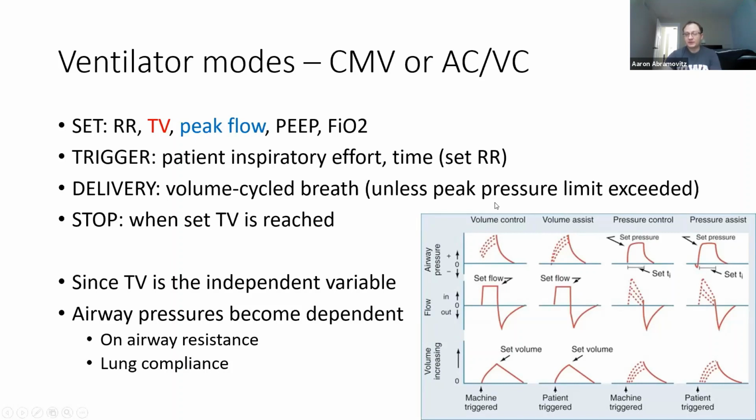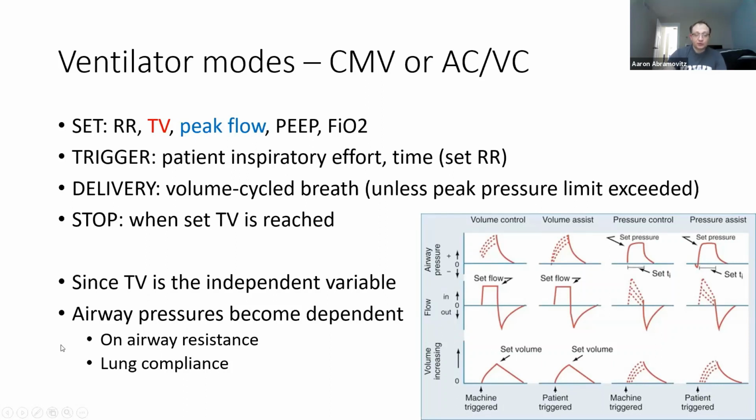Unless the peak pressure limit is exceeded, in that case, depending on the ventilator model, it will either limit the volume or it will deliver the volume, and then when the peak pressure is exceeded, extra air will be vented out and the ventilator will honk with a peak pressure alarm. And the breath is stopped when the set tidal volume is reached.